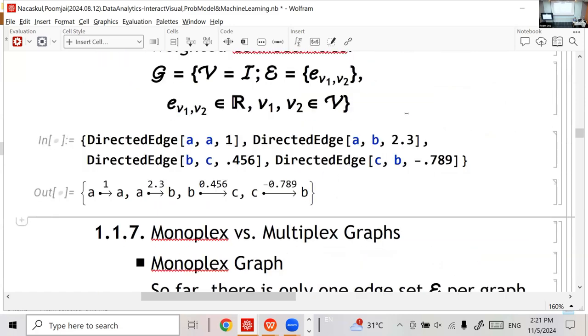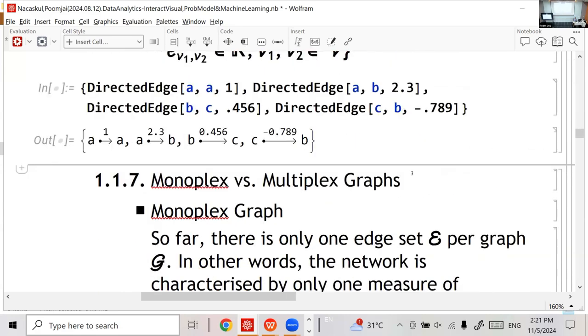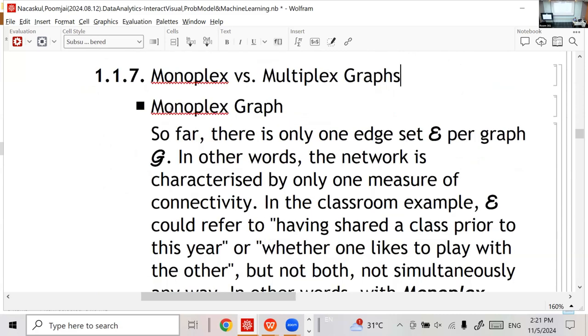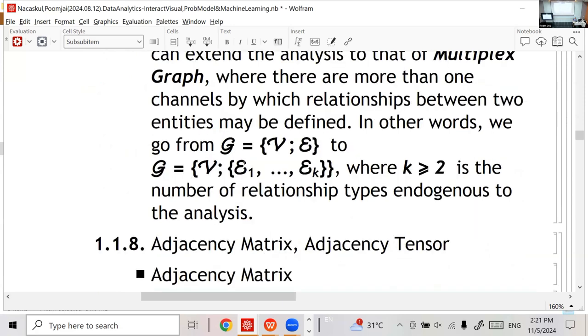So far, we've been talking about one relationship. One relationship is called monoplex, one channel. If I have more than one relationship, it's called multiplex. So it's actually a different kind of edge, with the same set of vertices. Maybe this is a vertex. This E1 defines a relationship of friendship. This EK defines a relationship of project sharing. E2 may be a relationship of nationality sharing or something like that.